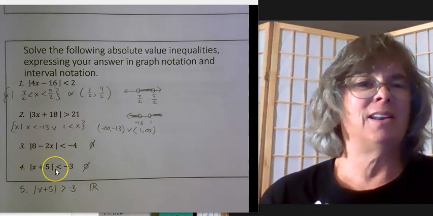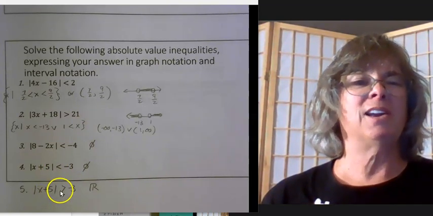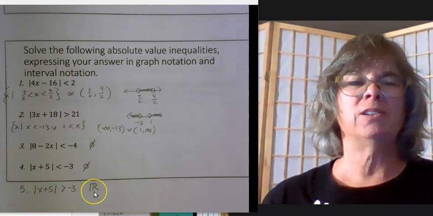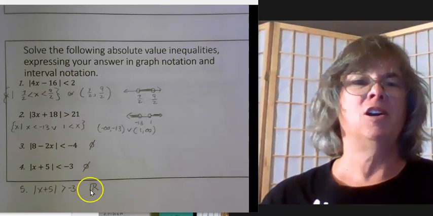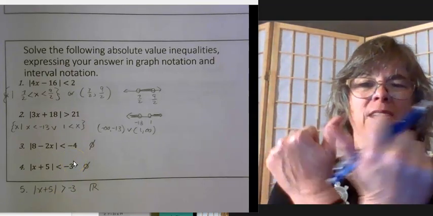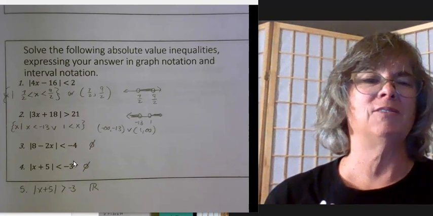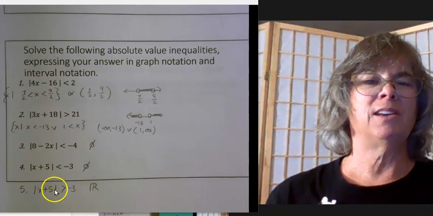So it's never, never less than negative 3. If you've got it greater than negative 3, all real numbers, anything you plug in there will work. And you'll find if it's greater than, you're going to get wings, it's a union, it's going to include absolutely everything. So any value you plug in, think about that one.